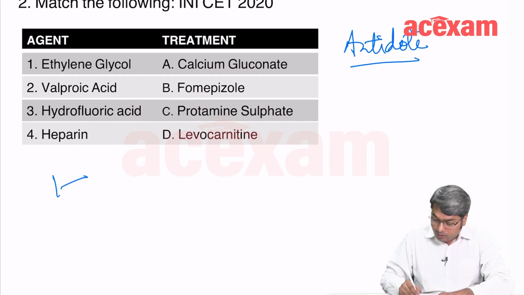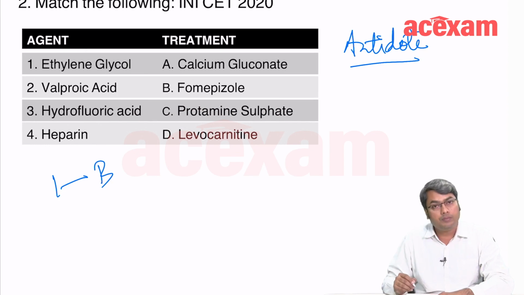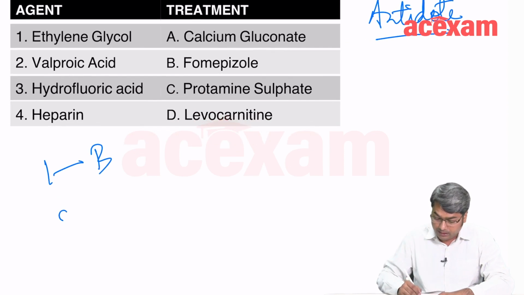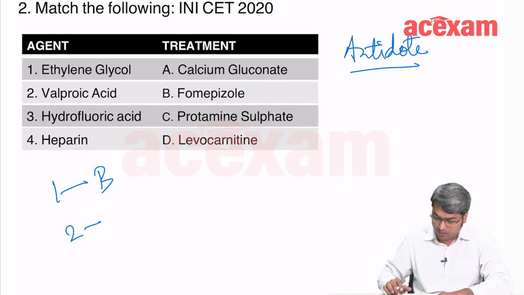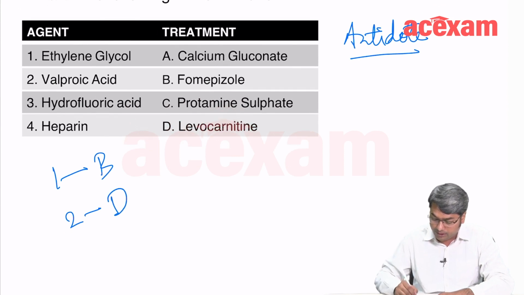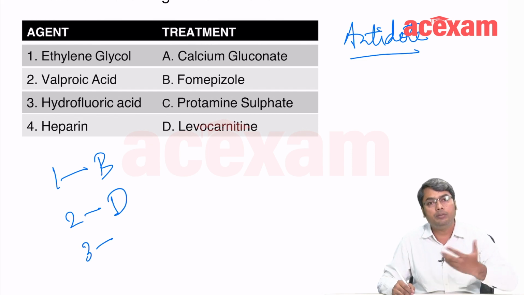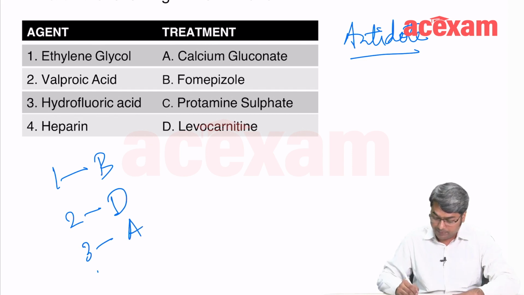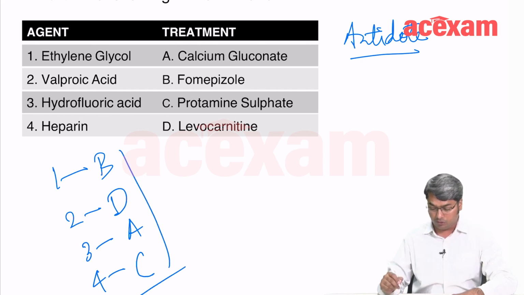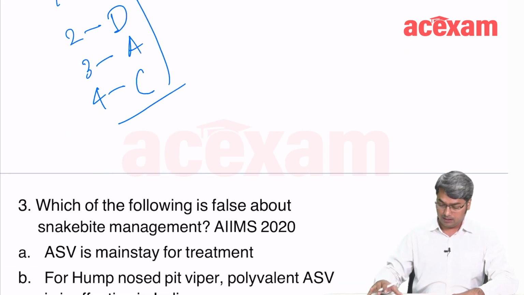Ethylene glycol, the antidote of ethylene glycol is fomepizole, alright, and also ethanol. Then 2, valproic acid, the antidote of valproic acid poisoning is levocarnitine. Hydrofluoric acid, it produces hypocalcemia, so the antidote will be calcium gluconate. And heparin, the antidote is protamine sulfate. So this is the correct order: 1B, 2D, 3A and 4C.